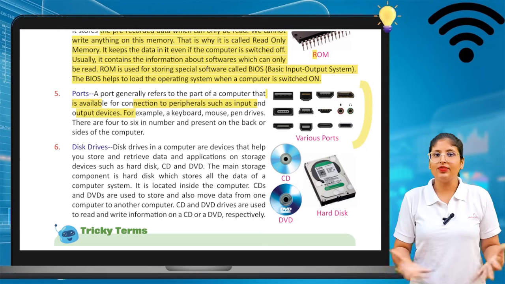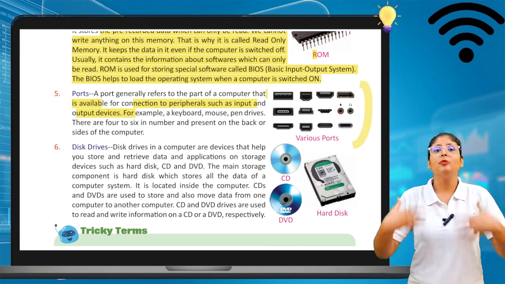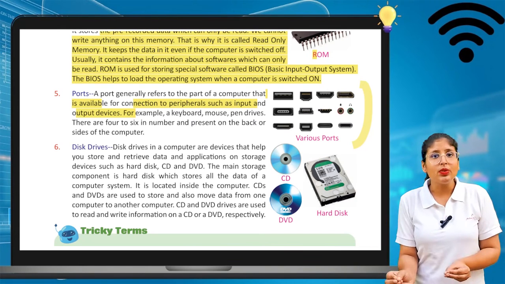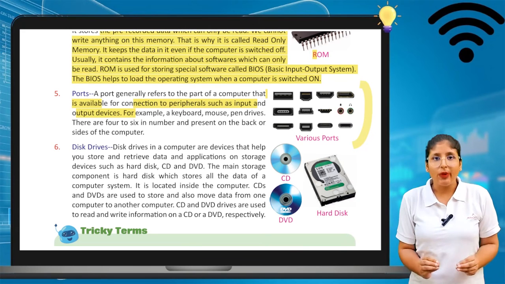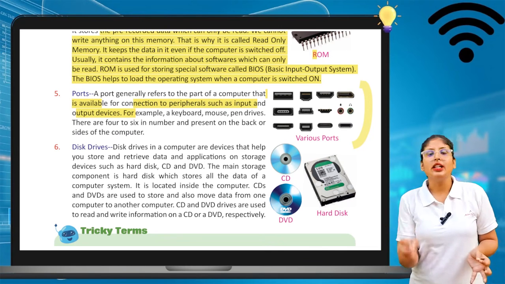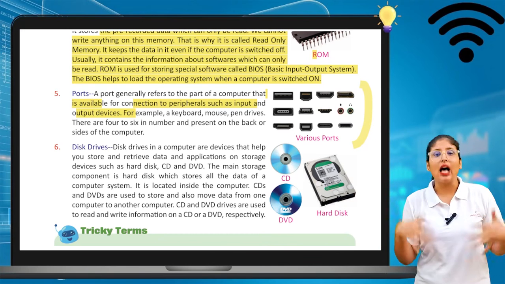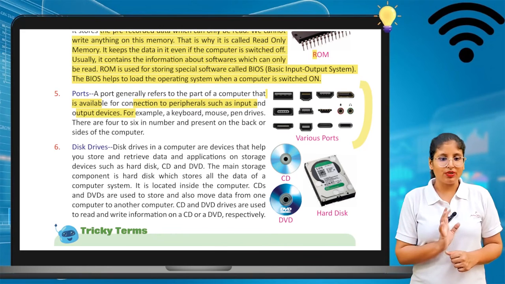If a speaker is there, the speaker has to be connected to your computer, then only it can perform its function. If a printer is there, it has to be connected with your computer so that it can take prints with the help of the computer. If I have a headphone or an earphone, I have to connect it with the computer, then only can I listen to the sound that is in the computer. So these are the ports.